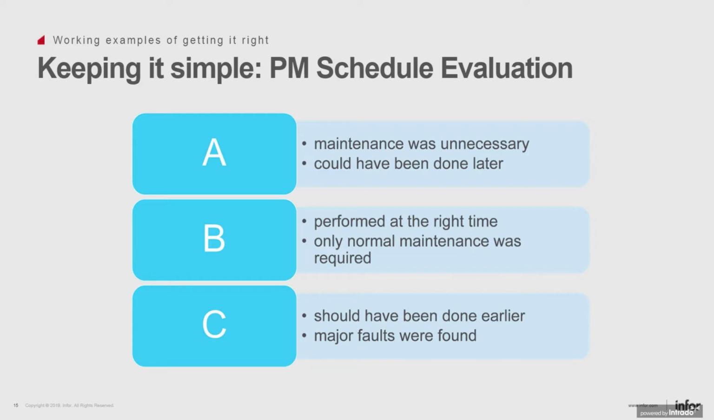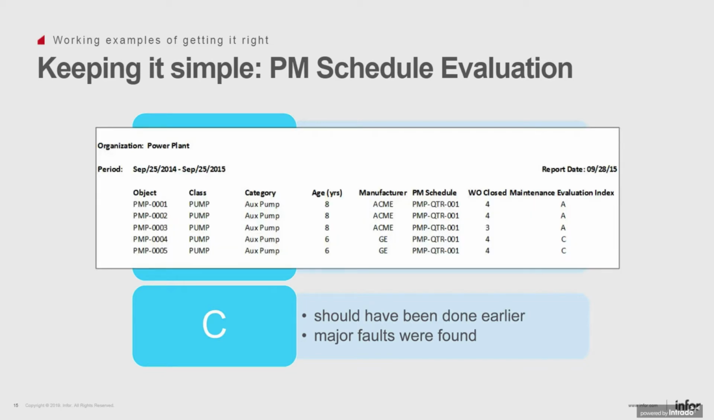in my opinion, this is an A because it was really a little bit unnecessary to maintain at this point in time. We certainly could have done it later. Or is it a B because it was performed at the right time and there was no damage? We did it with just the maintenance that was required as dictated by the PM schedule. Or C, it was done way, way too late, right?